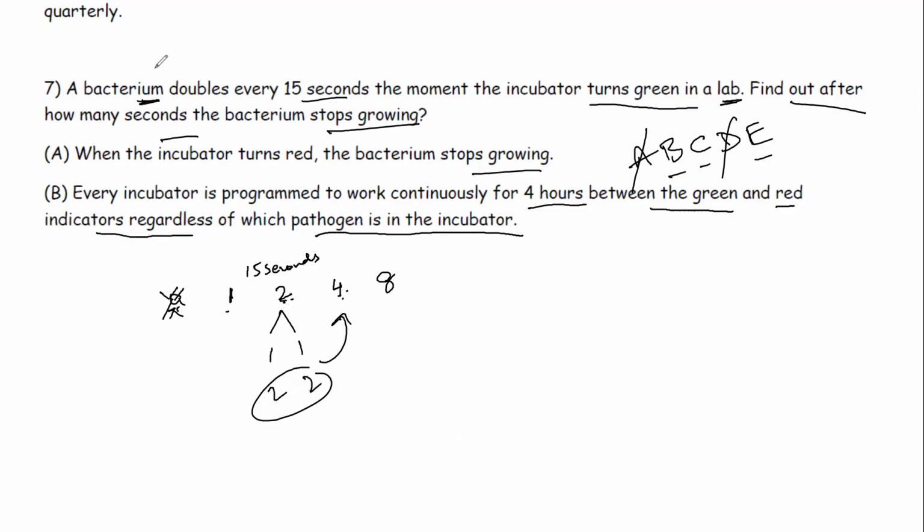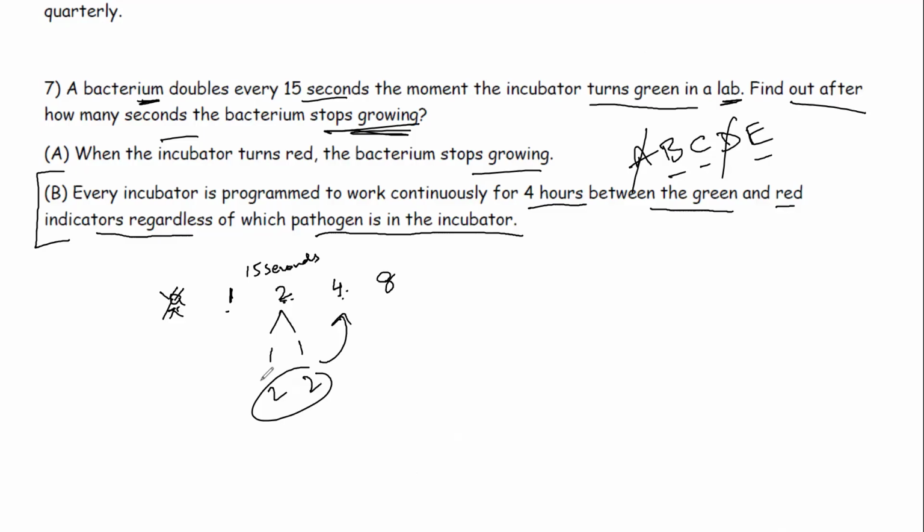Find out after how many seconds the bacterium stops growing. Now, does statement B tell us when the bacterium stops growing? It just tells us that the incubator works continuously for 4 hours between the green and the red light. We are assuming, just because we read the first statement, that red means it stops growing. So we made a classic error here, which many students do. You have to take each statement on its own along with the question stem.